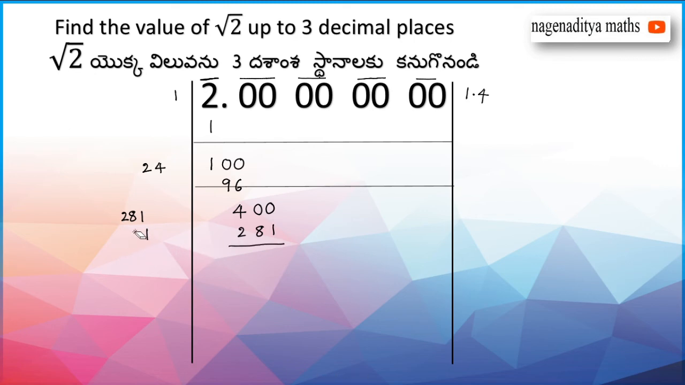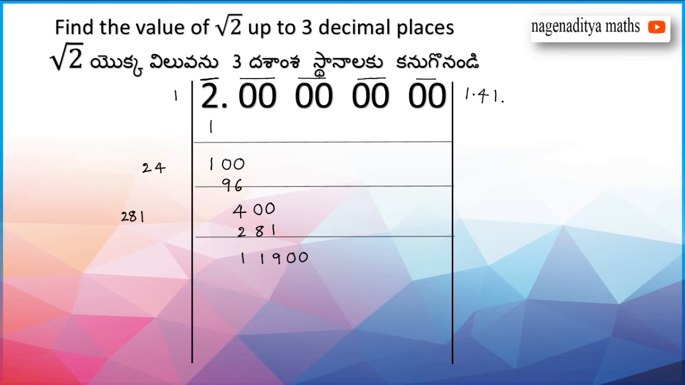Okay. So we have to write 1 here, 1 here and another 1 here. So now we have to subtract 281 from 400. So this is 9 and this is 1 and this is 1. Okay. Now bring down the numbers. Again 2 zeros, these 2 zeros we have to bring down. So 0, 0. Now we have here 141, so we should consider it as 141, not 1.41.